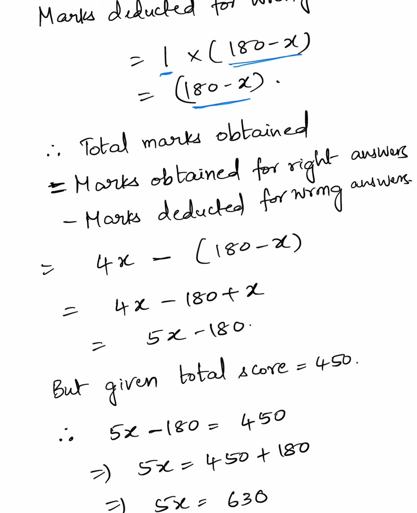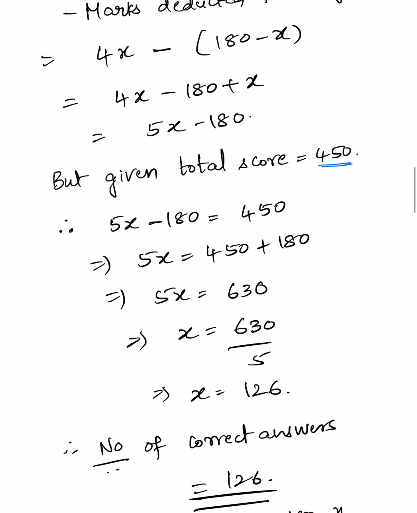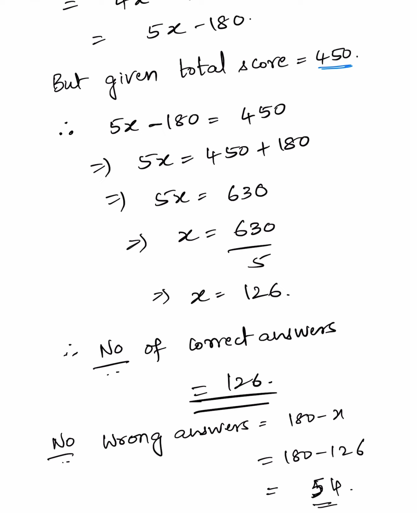But given total score is 450. Therefore, let us equate these two. 5x minus 180 equal to 450. 5x equal to 450 plus 180. 5x equal to 630. x equal to 630 by 5. x equal to 126. So, the number of correct answers is 126.